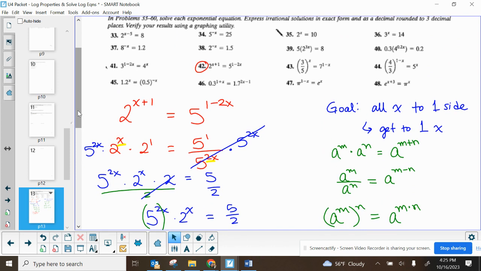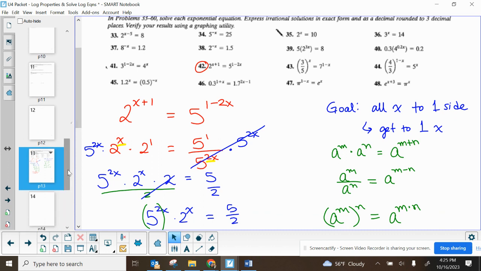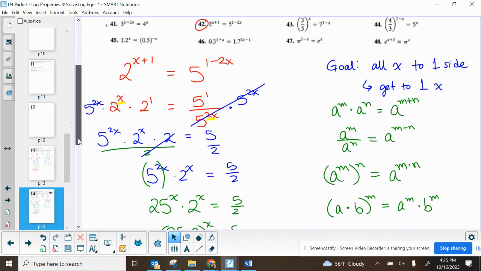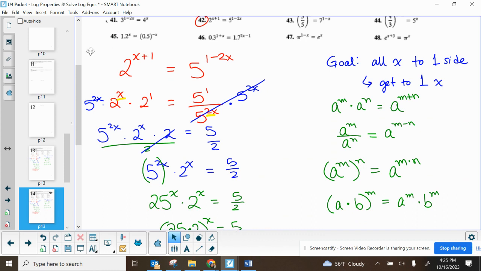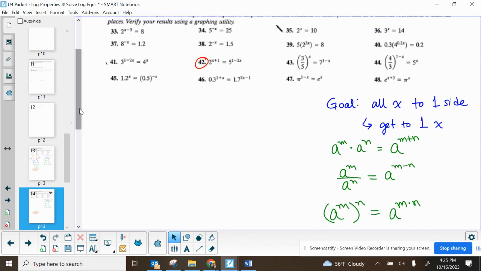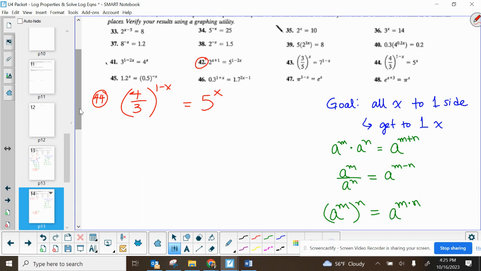So I'm going to go ahead and clone this page and delete. I'll keep my exponent rules, but I'll delete some of the work here. Start a new problem. So number 44 looks like 4/3 to the 1 minus x equals 5 to the x. So I can say 4 to the 1 minus x over 3 to the 1 minus x equals 5 to the x. And then I'll multiply both sides times 3 to the 1 minus x and get rid of those.